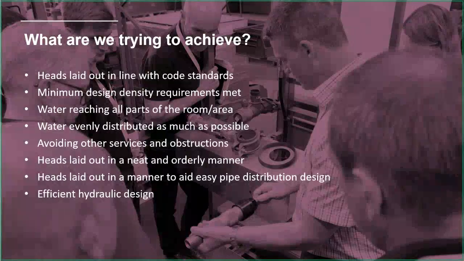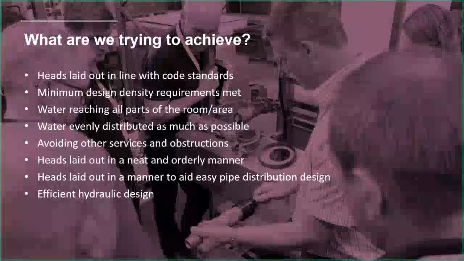And that's linked to the next point: water evenly distributed as much as possible. What we're looking to achieve is close to the minimum design density, because we want to avoid having much additional water discharge than we need. We're wasting water, and we're not doing any good by adding more and more water. So we want to stick as close as we can to the minimum design density. We want it distributed evenly throughout the room as much as we can. But that's basically impossible, because the sprinkler head will give you a circular discharge pattern. Rooms are generally square, so there's always going to be variation in design density throughout the room. But that's what ideally we'd like to achieve.